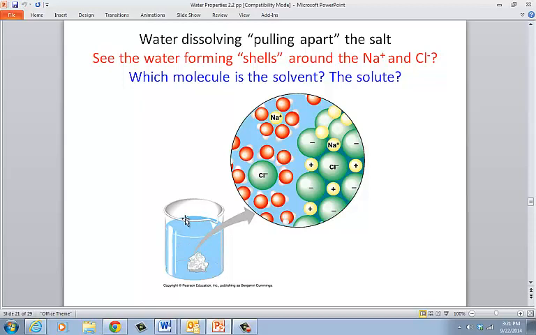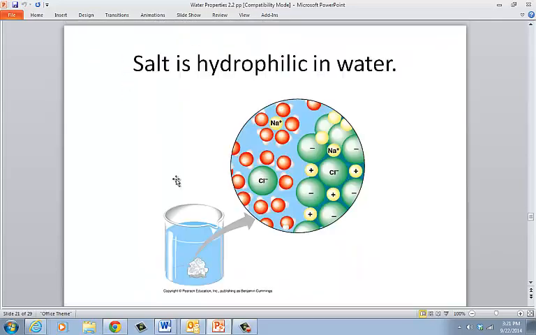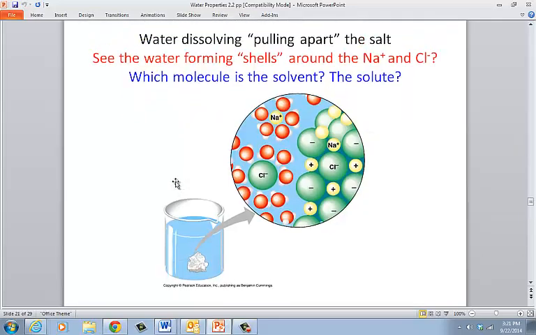And then water itself dissolves by pulling apart the salt. So the water is pulling apart the salt molecules. It says, see the water forming shells around the sodium and the chlorine. See how the water is forming these shells around that. Again, those hydrogen bonds are what make this possible.